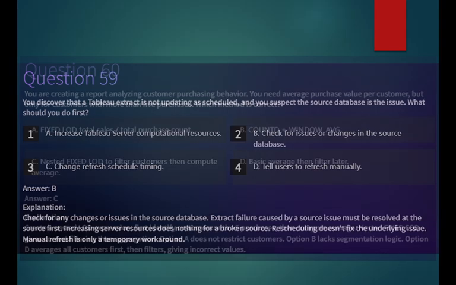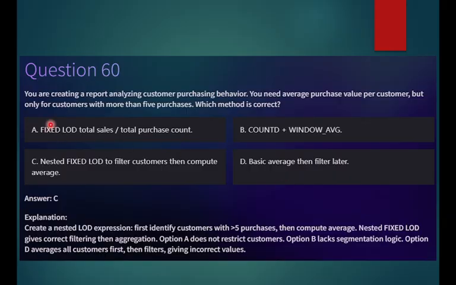Moving to the last question of this video. You are creating a report analyzing customer purchasing behavior. You need to average purchase value per customer, but only for customers with more than 5 purchases. Which method is correct? So here option C is correct. Nested fixed LOD to filter customers, then compute average. This will first identify customers with more than 5 purchases and then compute the average. So option C is correct in this criteria.